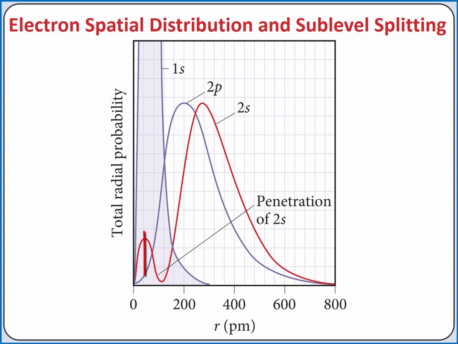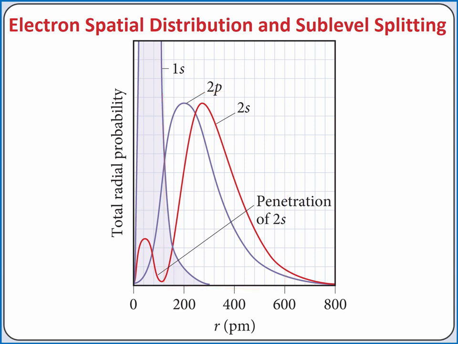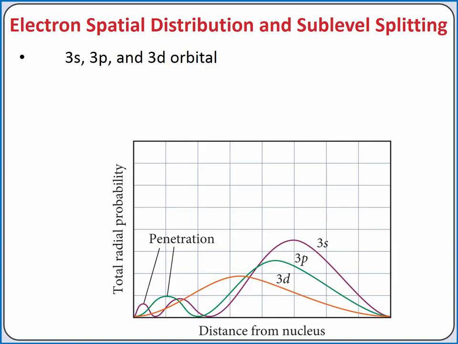Then the probability for the 2s subshell drops off as it reaches a node, and then increases again beyond the node. Notice that the 2p subshell does not have a node, or the initial overlap of probability like the 2s subshell does. We can continue this pattern into the third shell.